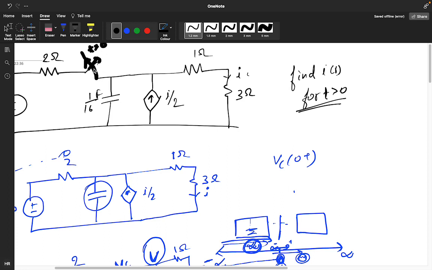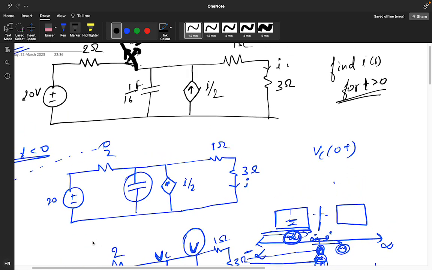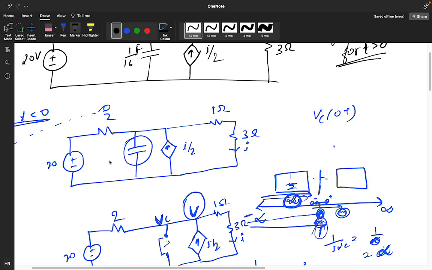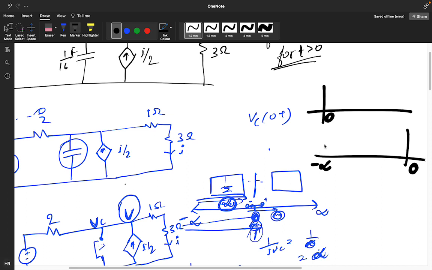t equals 0 means earlier the switch was closed, because we are opening this switch at t equals 0. For t less than 0 it was closed, so we assume the circuit like this. This circuit was operating from minus infinity to 0.